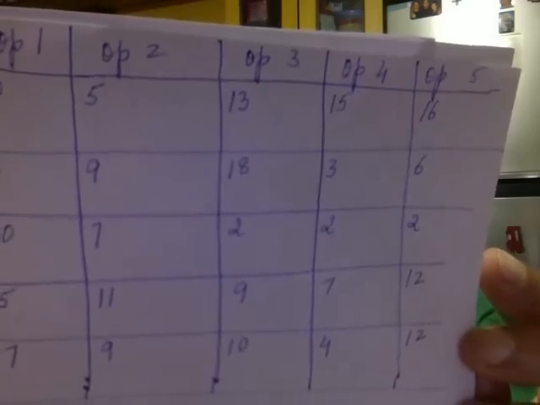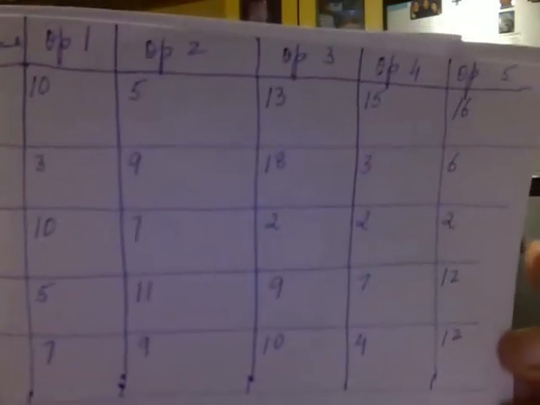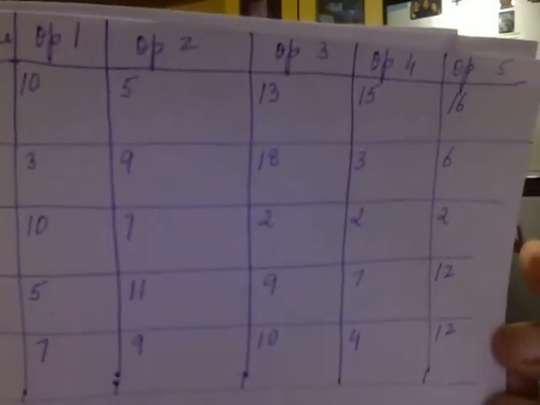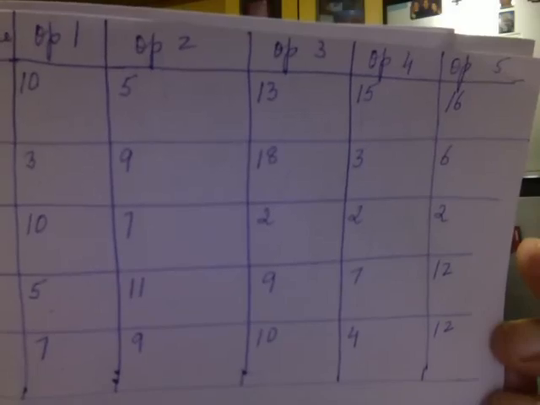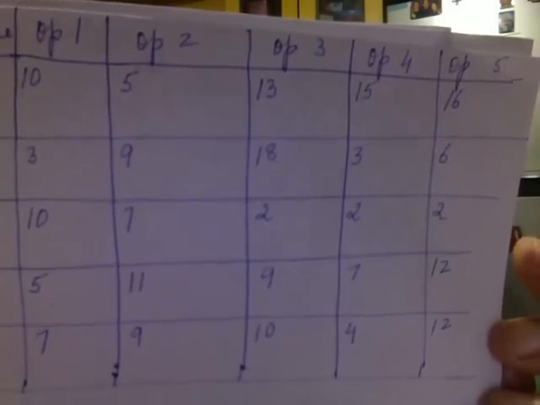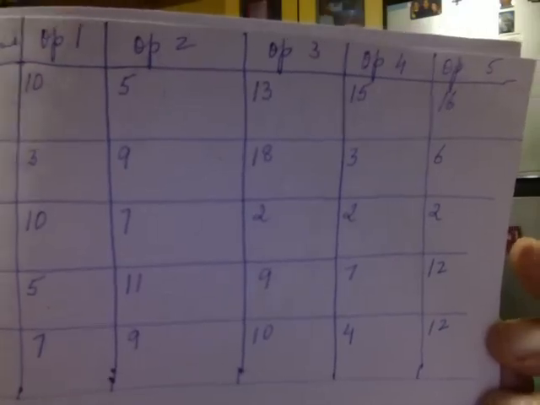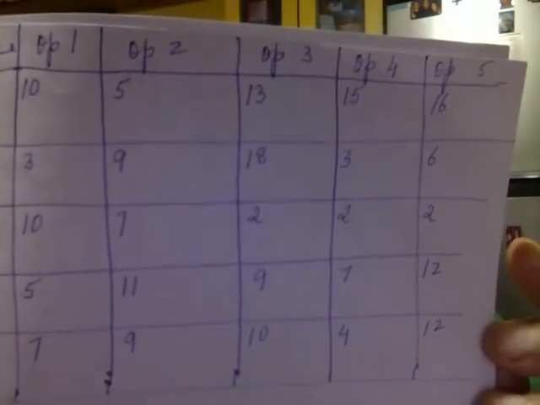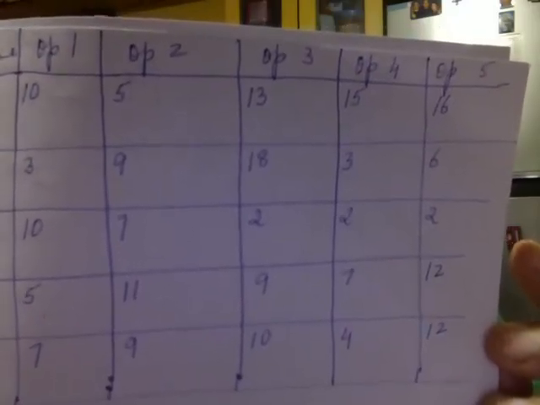So let's start the problem. We have to do row reduction. In the first row, the least one is 5. Second row, the least one is 3. Third row, the least one is 2, right? The fourth row, the least one is 5. And the fifth row, the least one is 4. So let's do the reductions.